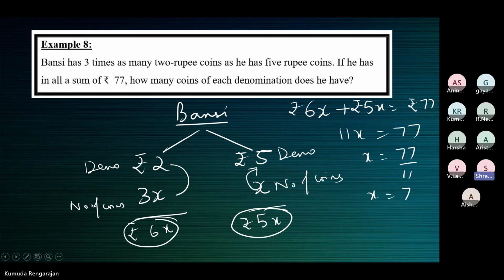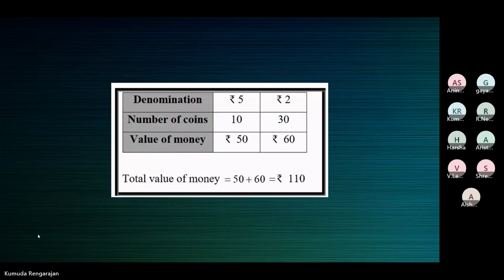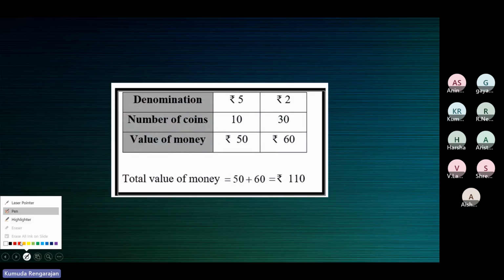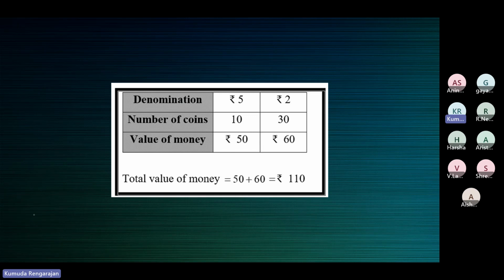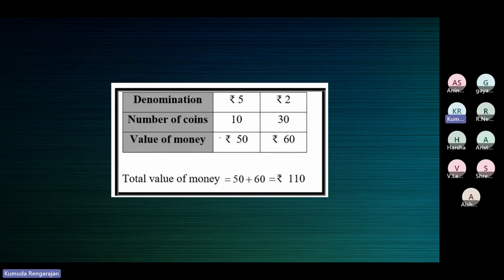Understood, ma'am. So see this one. This is just an example. Children, this is not about this question, meaning it's not the answer to this question. This is just an example for us to understand the situation better.